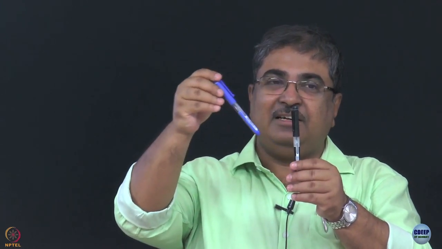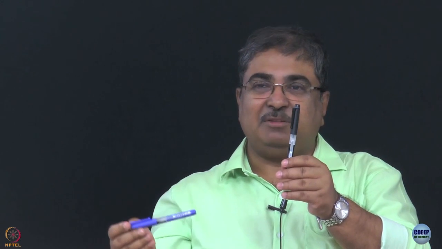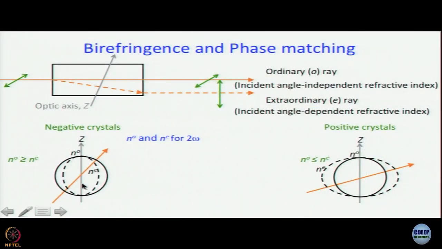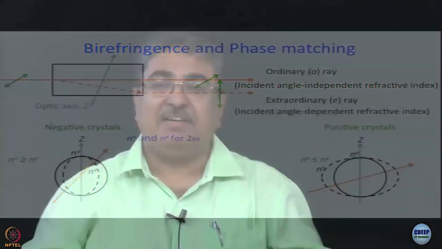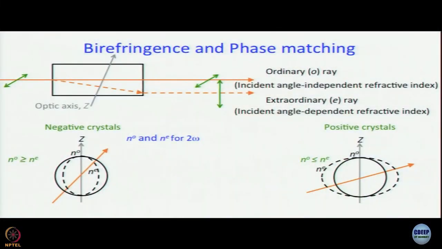Or it becomes larger and larger until it reaches 90 degrees, and then it becomes smaller again until at 180 degrees it is equal. That is how we get these two pictures. The first one, where NO, the refractive index for the ordinary ray, is greater than or equal to that for the extraordinary ray, those crystals are called negative crystals. And the second case, where the refractive index for the ordinary ray is less than or equal to that for the extraordinary ray, we call them positive crystals.